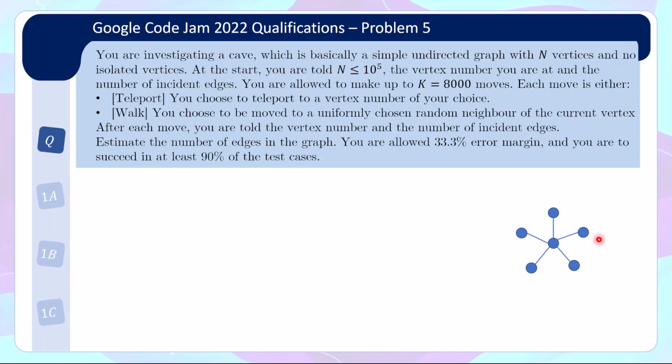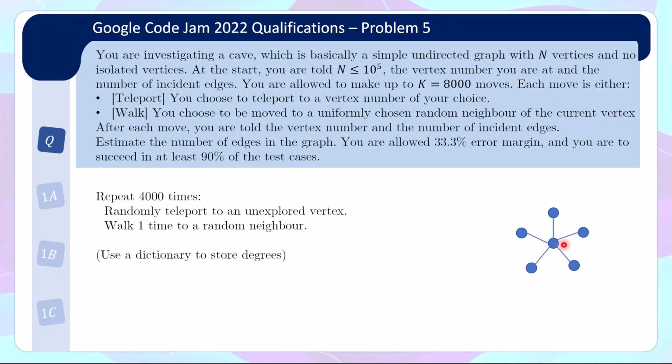So that's not good. The problem is your sampling will hit all the leaves with very high probability and not miss the center. So one way to possibly fix this is, instead of just teleporting, maybe you teleport to an unexplored vertex, and then you make one walking move, so that in the case of a star, chances are you hit a leaf, but then when you do the walking, you hit the center.